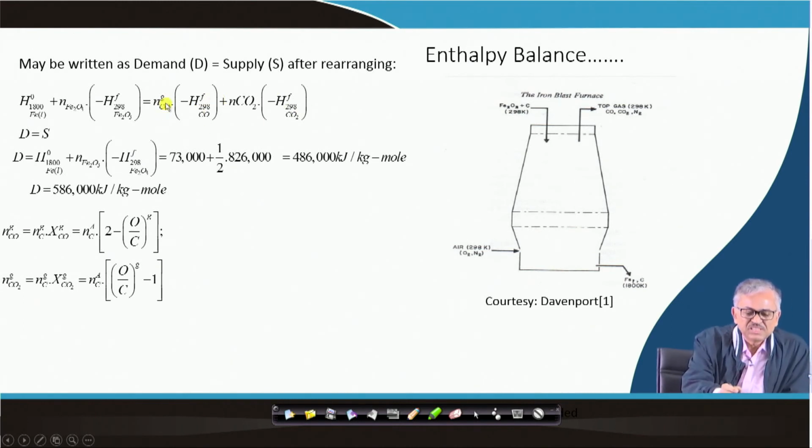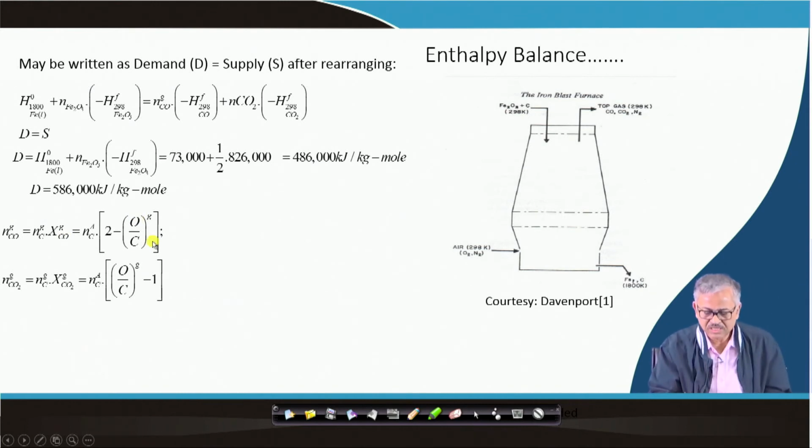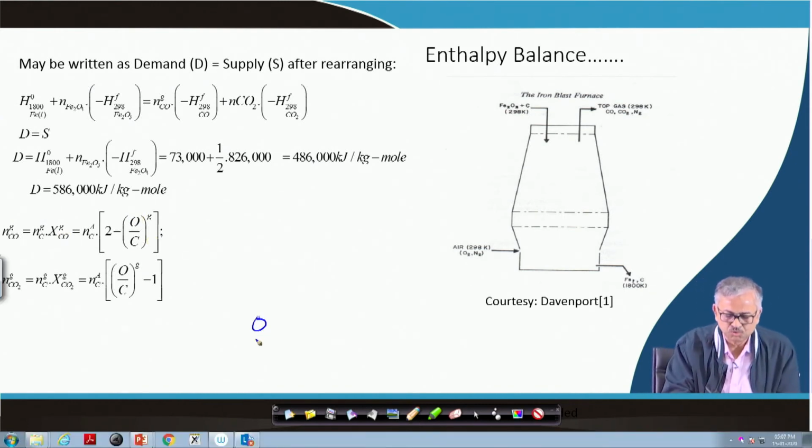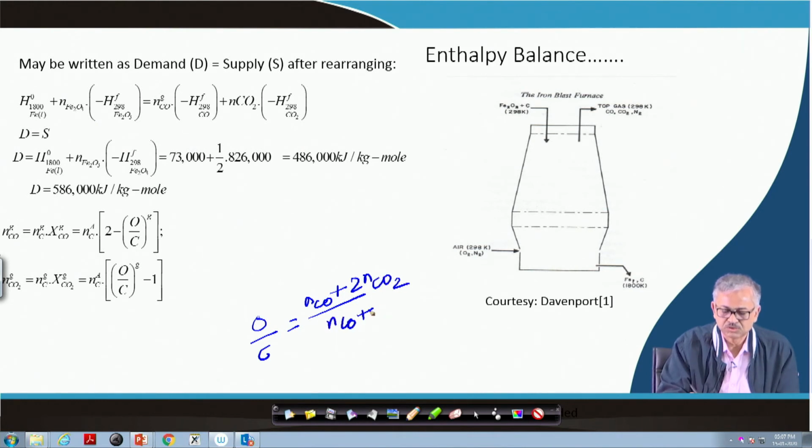Now, I am just making some algebraic manipulation. The N_CO, the moles of CO gas, you can represent in terms of the mole fraction of CO multiplied by the total moles of carbon present, N_C, and the mole fraction of CO you can write as 2 minus O by C, because you can get it from here directly. As we said, O by C we have written as N_CO plus twice N_CO2 divided by N_CO plus N_CO2.